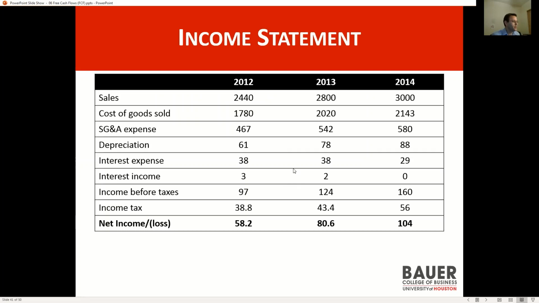Okay. So here's the data. This is the income statement. We said that the top line is revenue or sales. Right? This is how much stuff you're selling and what you're selling it for. So you're bringing in $2,440 in sales in 2012, and then you have expenses below the sales. Okay, so you gradually subtract stuff off: the cost of goods sold, SG&A, then depreciation, then interest expense, interest income, and then we get our net income at the bottom.